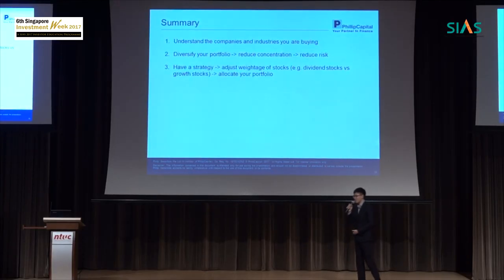So in summary, understand the companies and the industries that you invest in. Know the industry, the risks and the prospects, and whether they're cyclical or not, and whether they will affect the stability of your portfolio. Second, diversify. Do not put all your eggs into one basket. Diversify into different industries so that you're not putting all your risk into, let's say, the oil industry. If the oil industry does badly, you'll just kill your whole portfolio. And lastly, have a strategy. Allocate your portfolio wisely, and be a good steward of wealth.